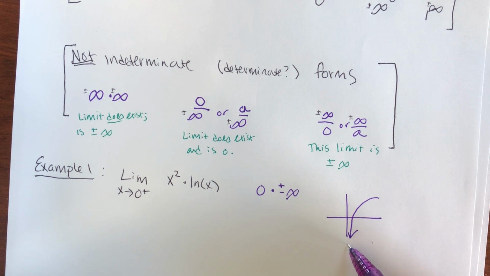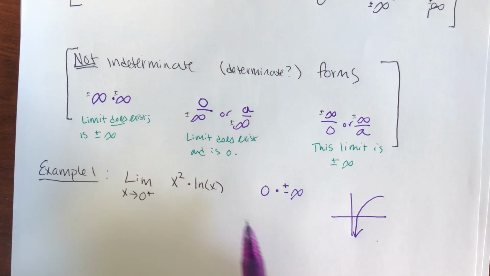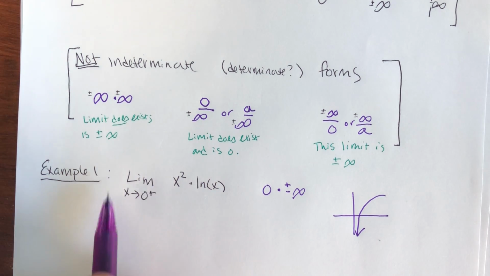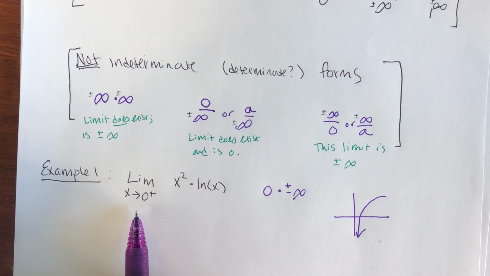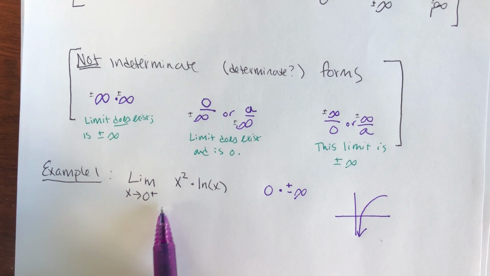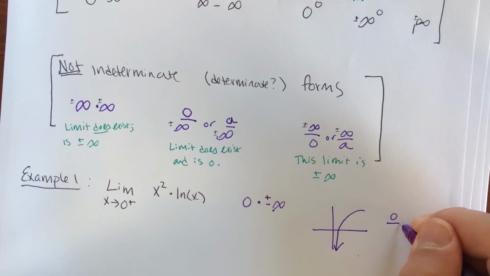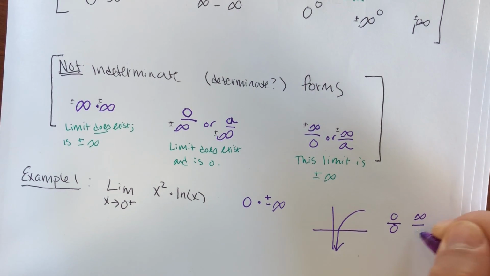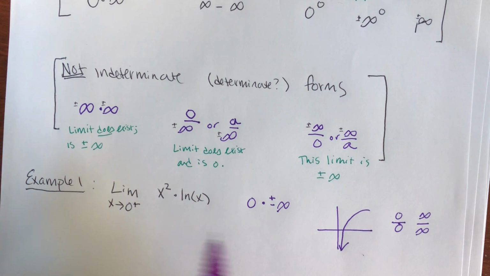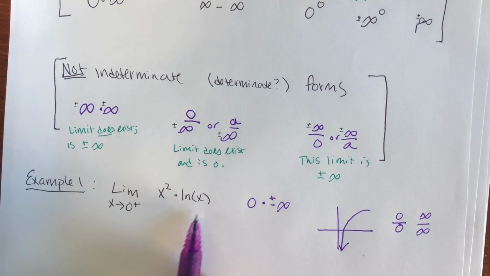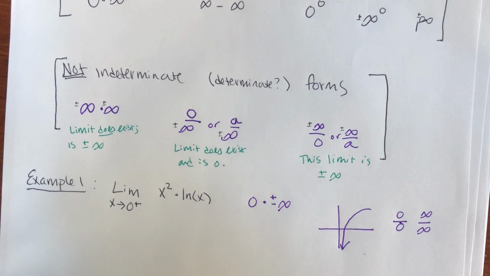As x approaches 0 from the right, this function's heading down towards negative infinity. Okay, so this is an indeterminate form. This limit may or may not exist, we're not sure yet. But we can't use L'Hopital's rule, at least not right away, because L'Hopital's rule only applies to indeterminate forms of the type 0 over 0 or infinity over infinity. So we want to rewrite this function in such a way that L'Hopital's rule does apply.